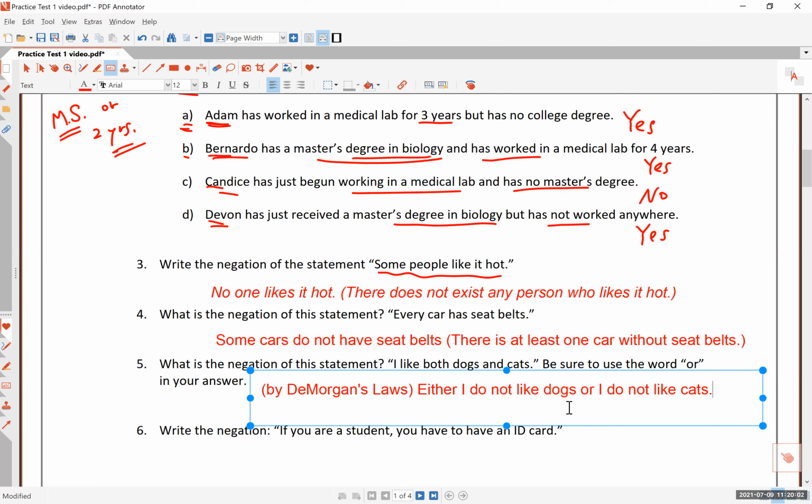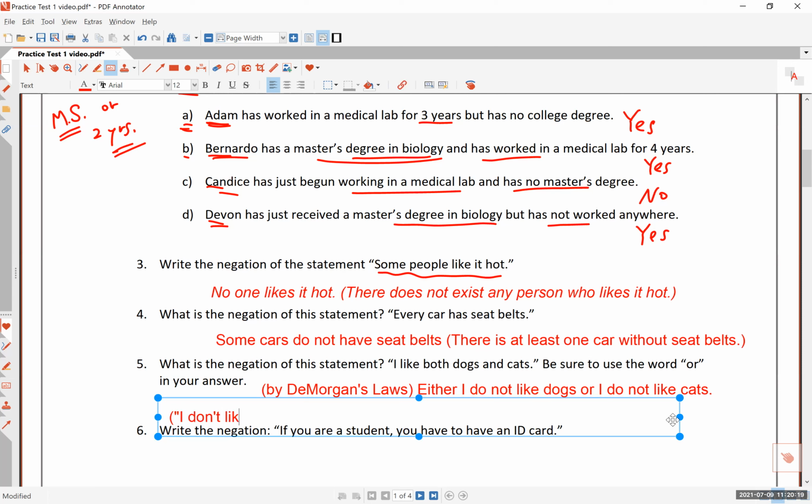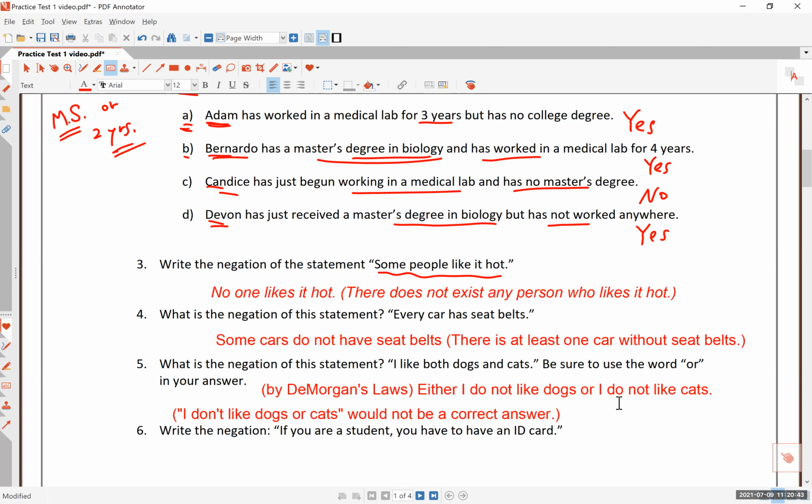So the negation will be a disjunction statement. By the way, if you stated I don't like dogs or cats, that's not the correct statement. Maybe I should write that too. If I say I don't like dogs or cats, if you say this in English, this means I don't like dogs and I don't like cats. And that is not the negation. So I don't like dogs or cats would not be a correct answer, because this means an and statement. Okay, you don't like cats and you don't like dogs. I know there's a word or in there, but that does not make it right.